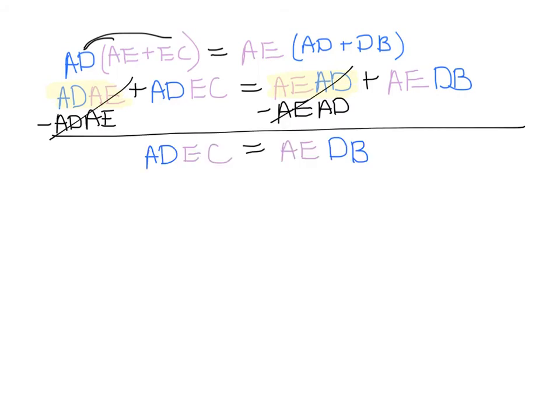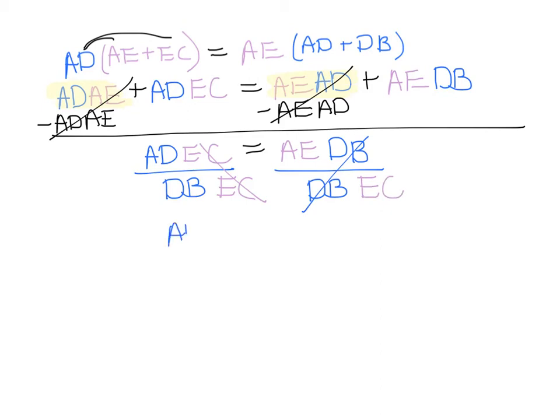At this point, if I go ahead and make this back into a proportion, I could, for instance, divide each side by DB. I could also at the same time divide each side by EC. This would give me AD over DB equal to AE over EC.